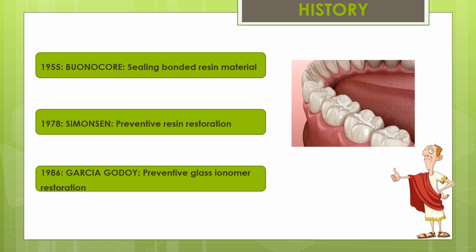In 1978, Simonsen used preventive resin restoration. In 1986, Garcia-Godoy used preventive glass ionomer restoration as a sealant.